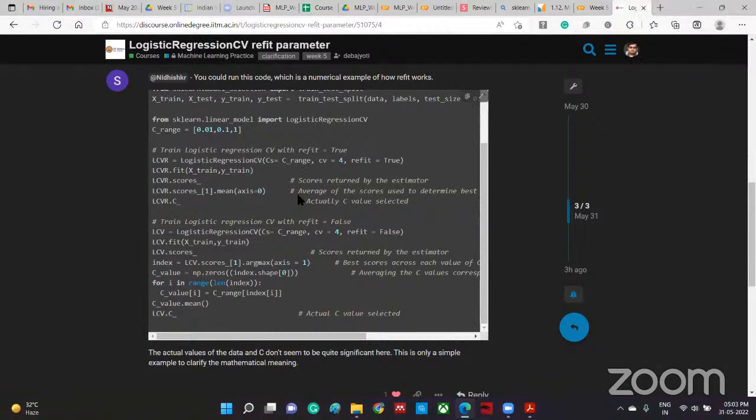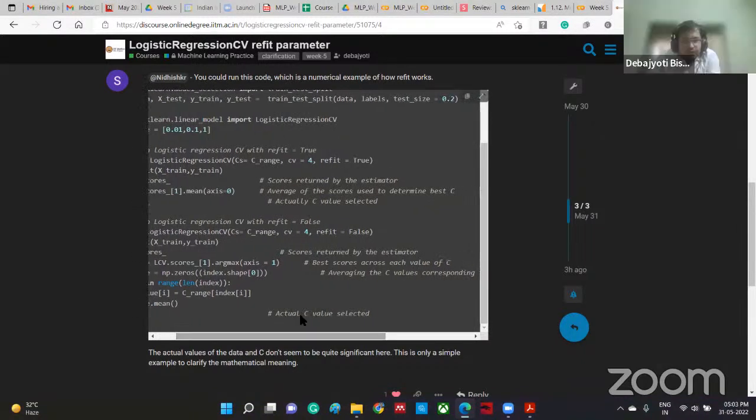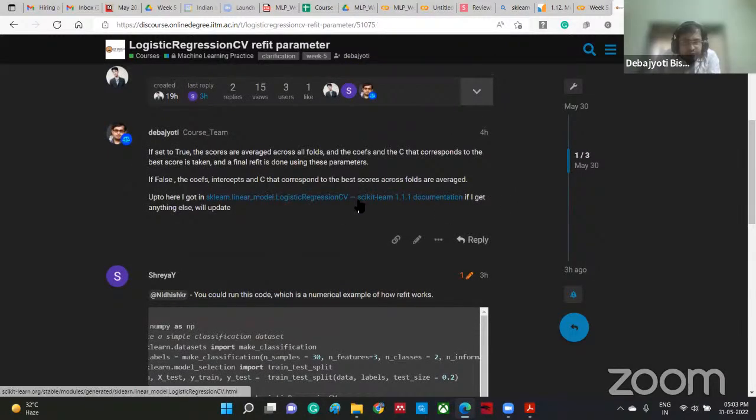Yeah, sir. The first one, I think, averages and then picks the best one. And here it picks the best ones and then averages them, I think. Yes, that's basically the difference. So here also, actually this is copied from the manual only.